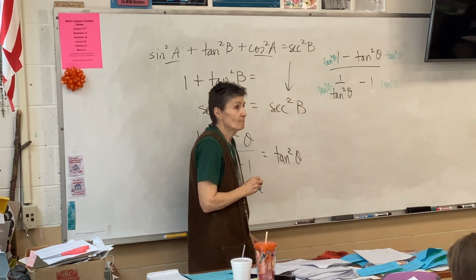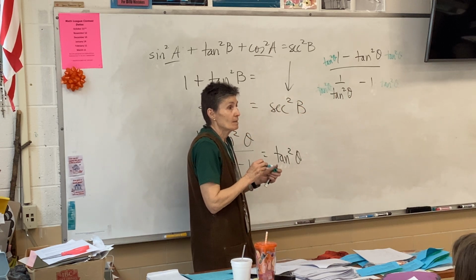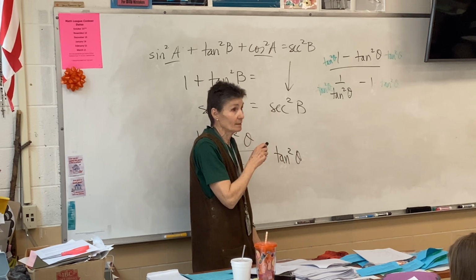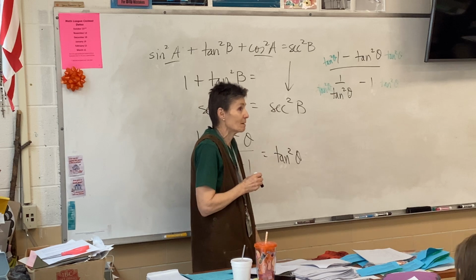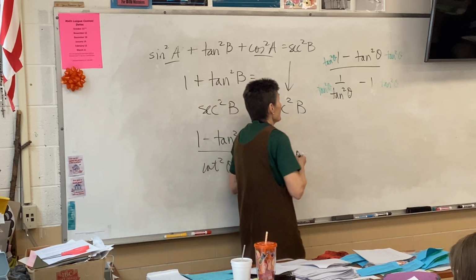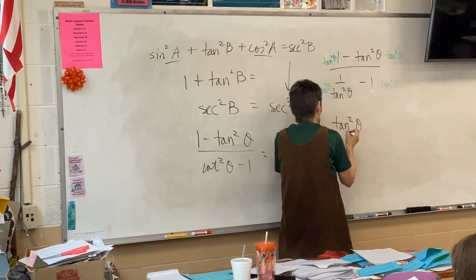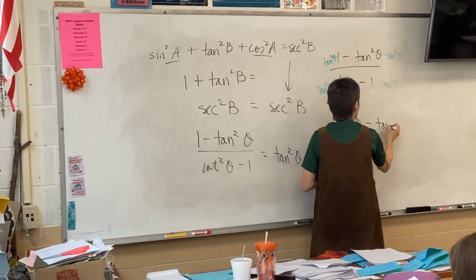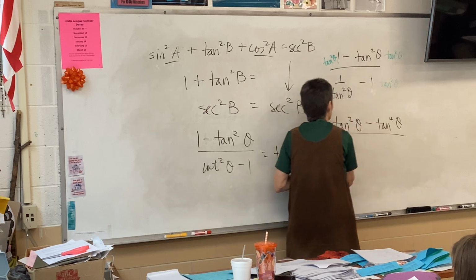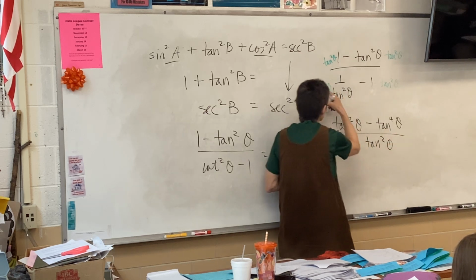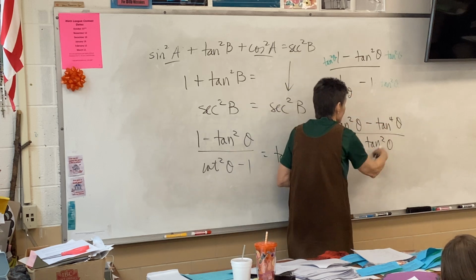Won't that be gone? You're never gonna get rid of the big fraction, but I can get rid of the little fraction by multiplying everything by tan squared. So now I have tan squared minus tan to the 4th over 1 minus tan squared, this leaves me with 1 minus tan squared.